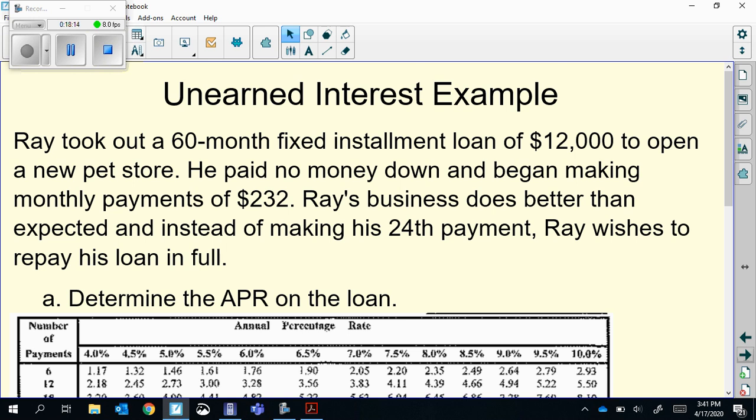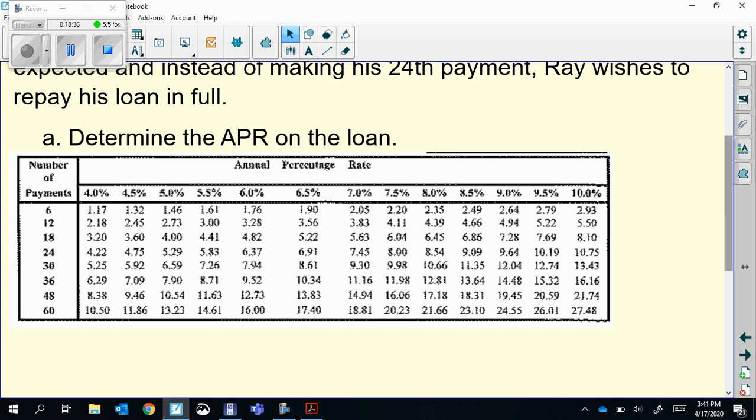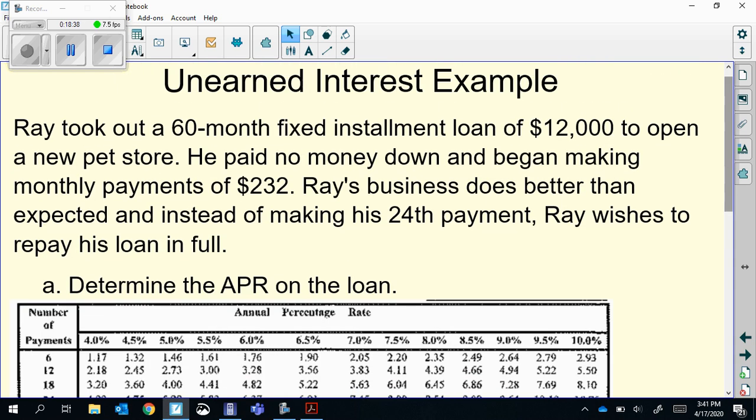Ray took out a 60-month fixed installment loan of $12,000. He paid no money down and began making monthly payments of $232. Ray's business does better than expected, and instead of making his 24th payment, Ray wishes to pay his loan in full. Determine the APR on the loan. So that's the first part.